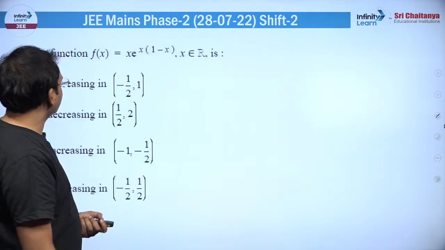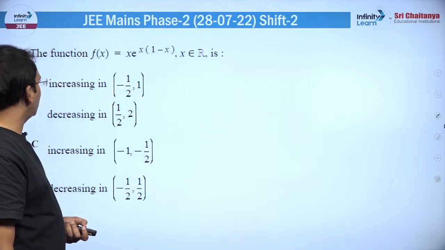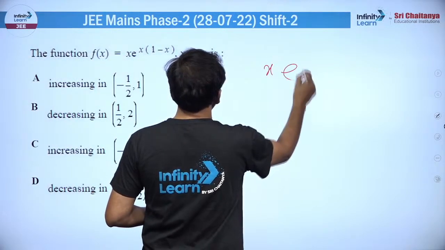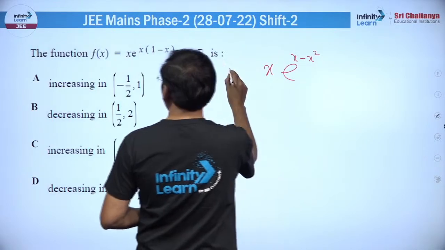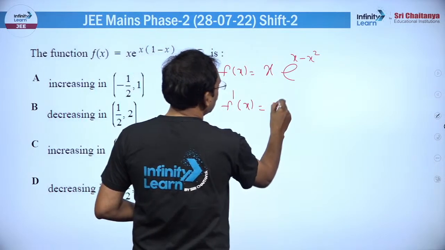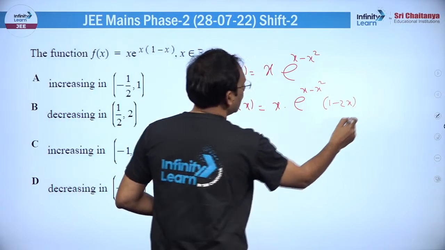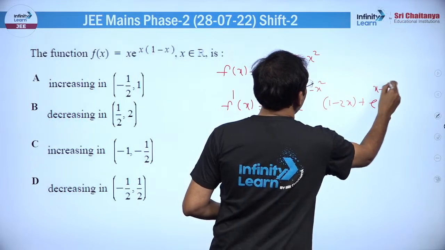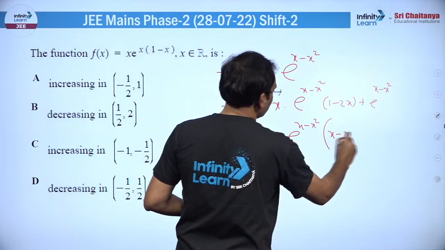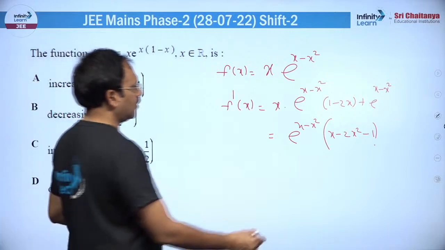Okay, fine. Next, you see this function x into e power x into 1 minus x, its increasing decreasing nature, you need to take the derivative my dear friends. This is x into e power x minus x square, let it be f of x. So f dash x is going to be u into derivative of v, e power x minus x square into 1 minus 2x, plus v into derivative of u, which is my dear friends e power x minus x square into x, minus 2x square minus 1 is plus 1 will be there.